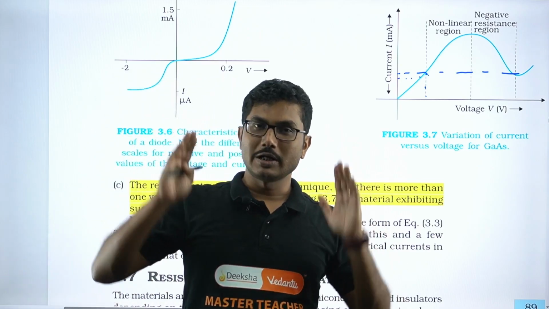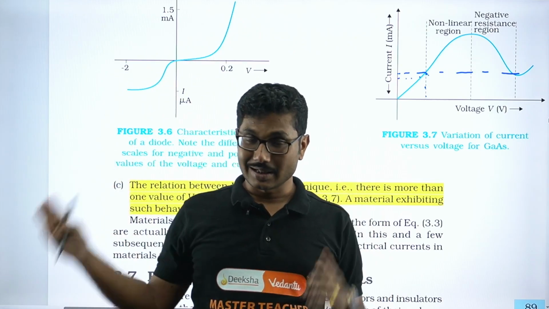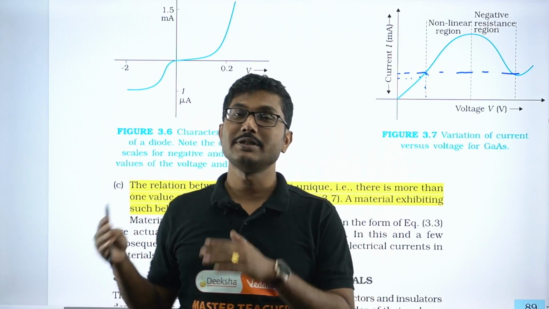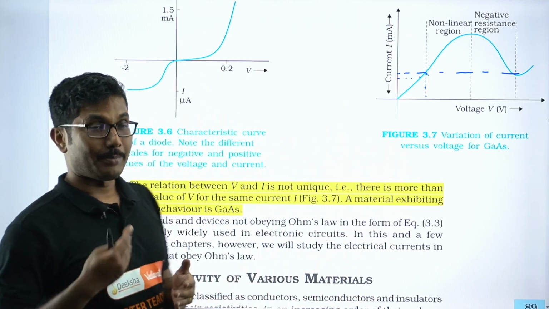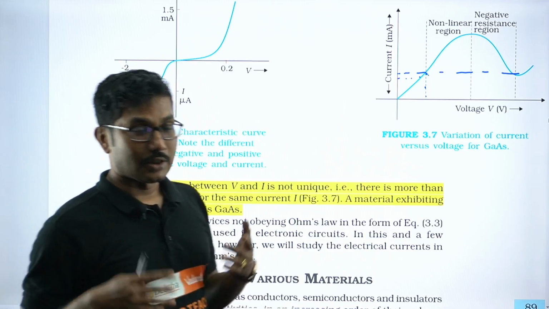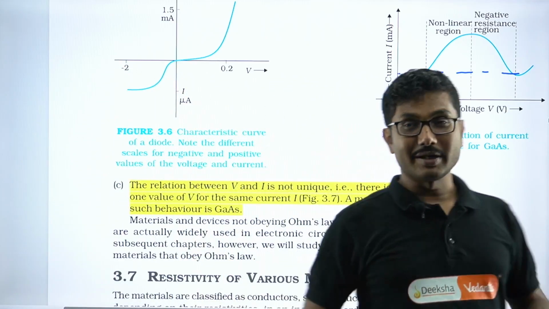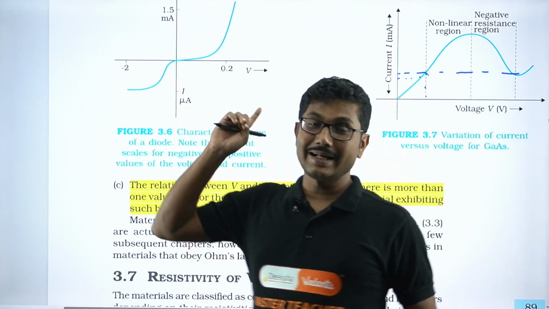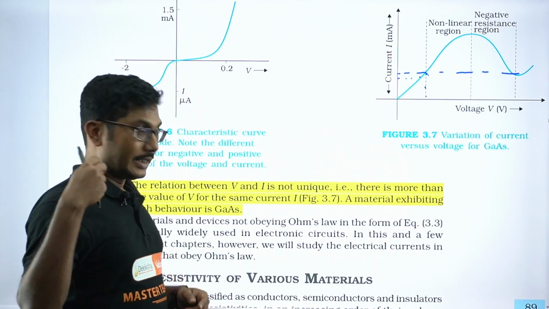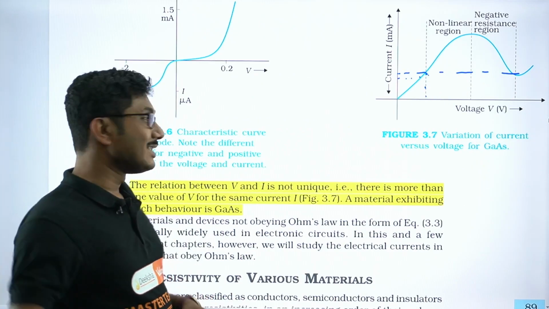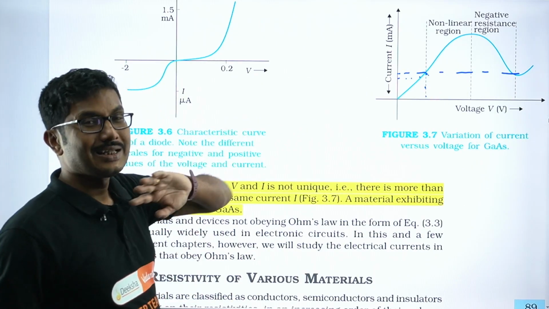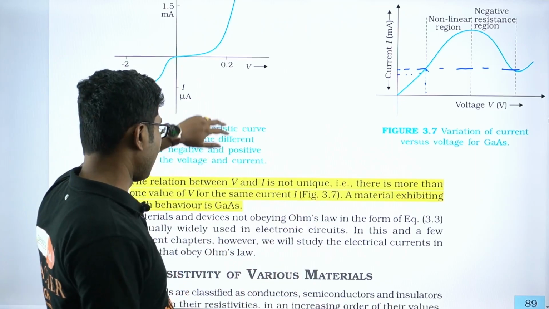Ohm's law is valid only when temperature and the other physical conditions remain the same. Other physical conditions means the state of the material. So temperature and other physical conditions are one thing, and another thing is special materials, for example gallium arsenide, diode, then triode, or transistors. In those cases this is not valid.